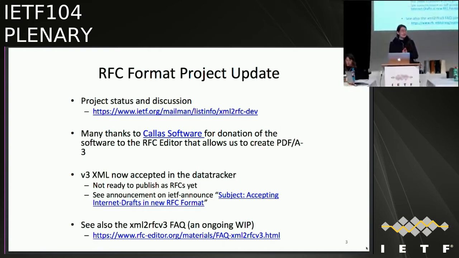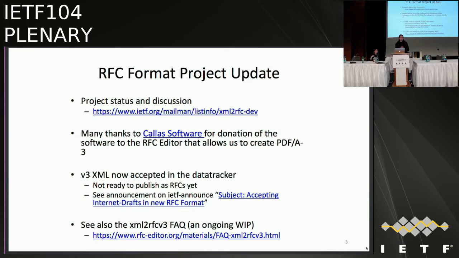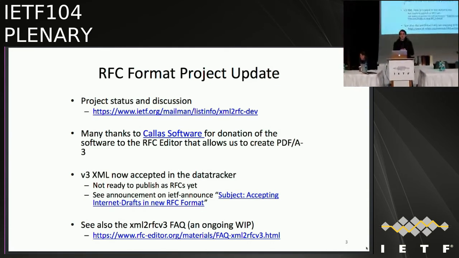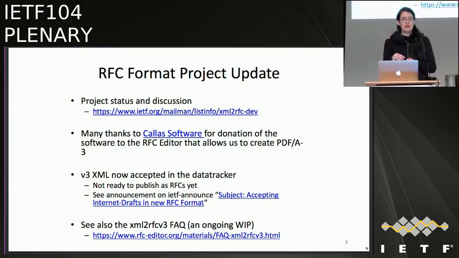As of Monday, the data tracker accepts V3 XML. If you get really enthusiastic about this, you can go to the XML to RFC website, the experimental page, and say, you know what, I have a V2 file. Could you make it V3, do the thing? And it will automatically create a V3 file, which you can submit and say, well, I want to see what the HTML is going to look like. And it will show you. Or you could say, I want to see what the text output looks like, because it's slightly different than today. And it will show you that too.